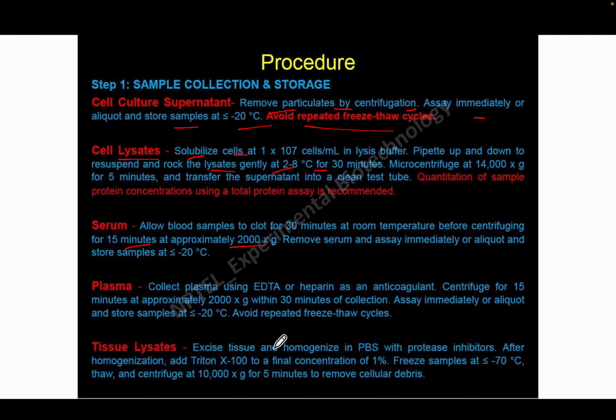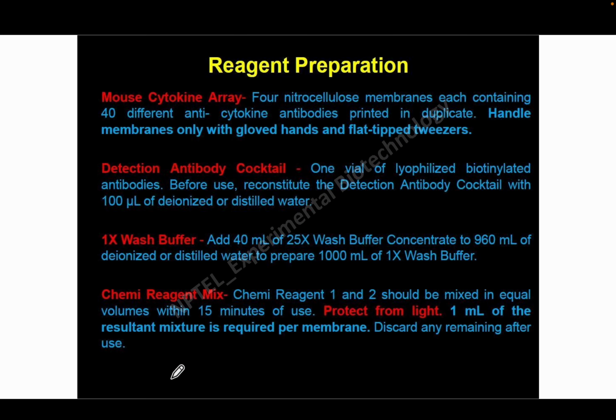Tissue lysate: excise tissue and homogenize in PBS with protease inhibitors. After homogenization, add Triton X-100 to a final concentration of 1%. Freeze the samples, then thaw and centrifuge to remove cellular debris.